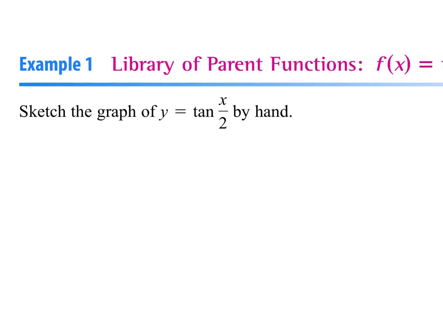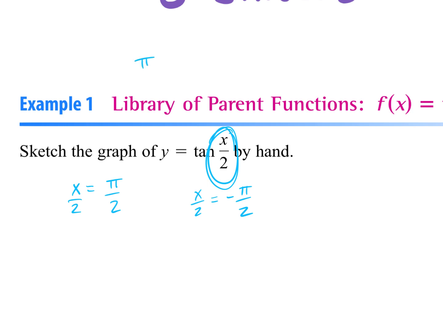So here I have a transformation that's happening to the x. So this is going to affect our asymptotes. How we can find our new asymptotes is that we set whatever this is equal to the parent values. So x over 2 is equal to pi over 2, and we set x over 2 equal to negative pi over 2. So we take our parent function ones that are always pi over 2 and negative pi over 2, and we just set whatever is happening to x equal to it. And we solve for x.